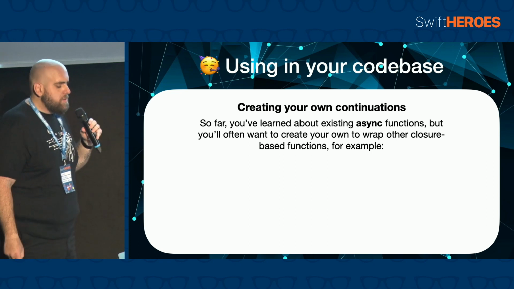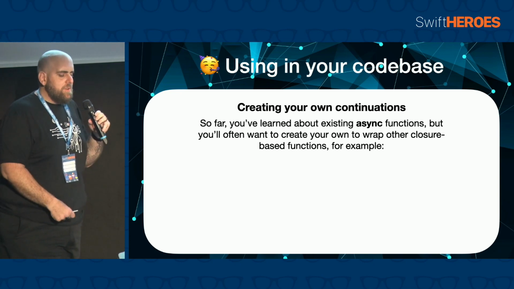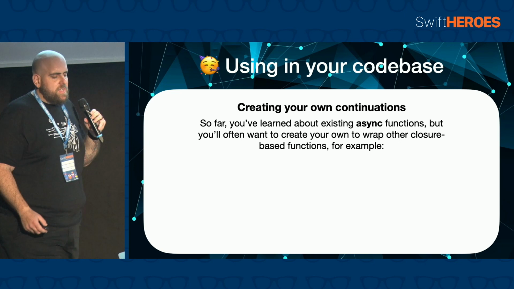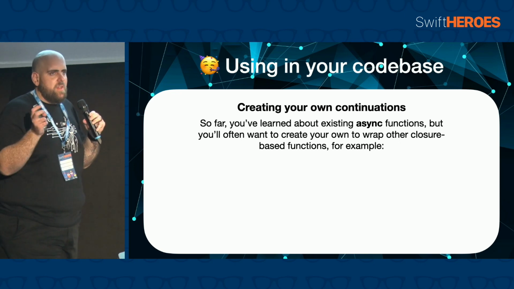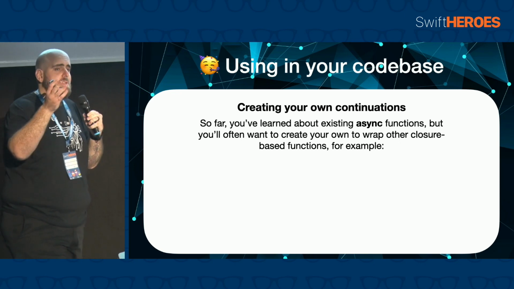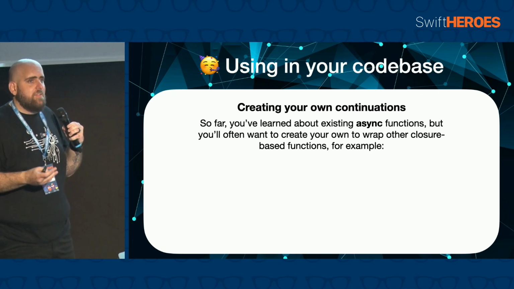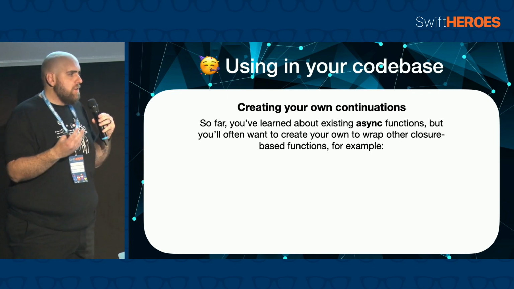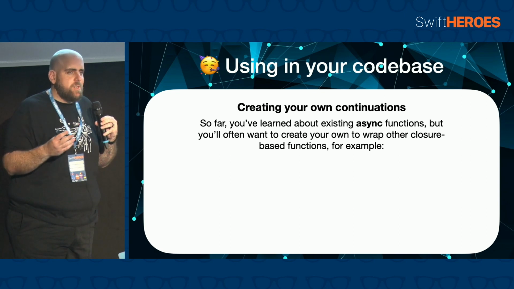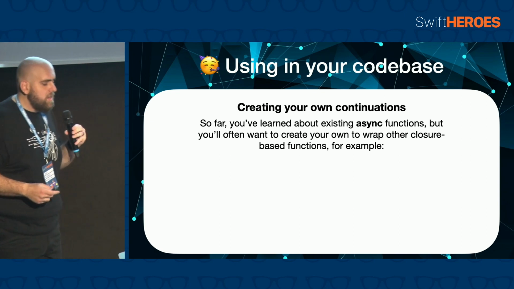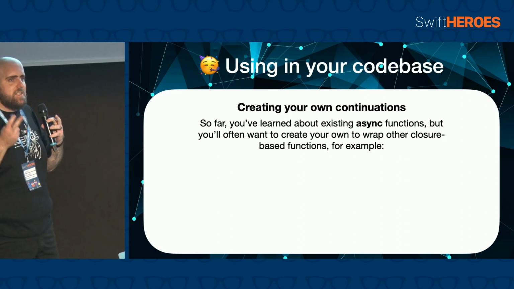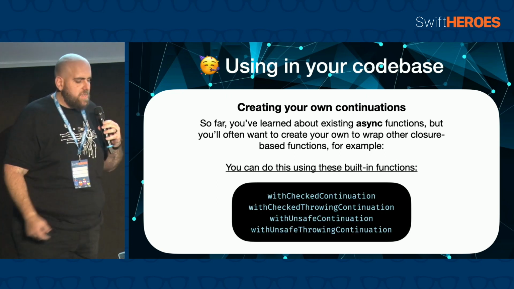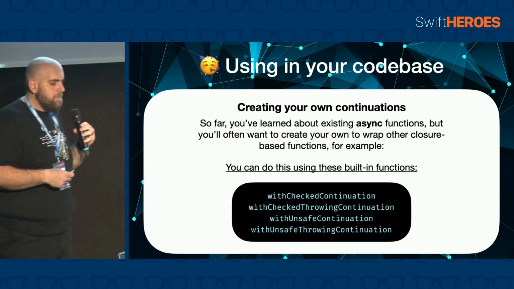You can also create your own continuations. We talked about continuations very briefly earlier, but what it means is that up until now, we just worked with async functions that call out to different pieces of work. But you might have a lot of existing code that already uses closures or publishers or some other form of work, and you want to wrap them inside this async await context. And the way to do this is with either of these four functions.